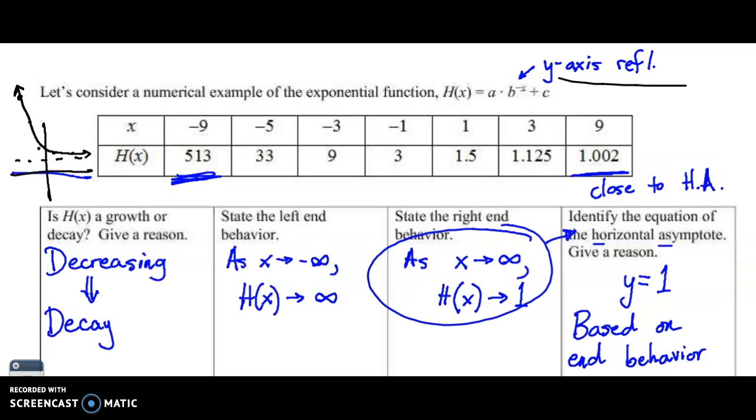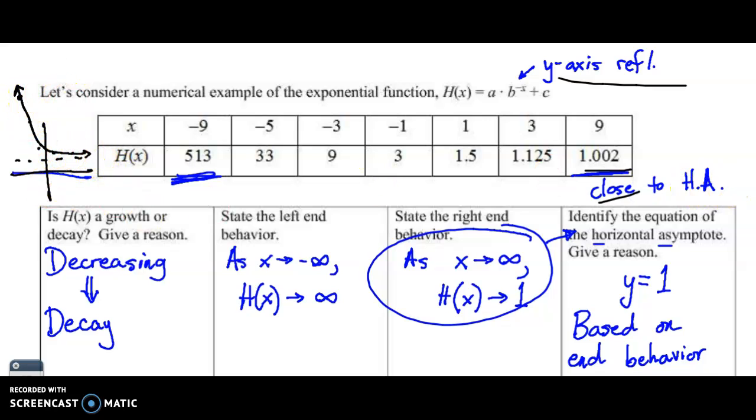Another way to explain this is if you were to plot the graph like I did over here. Remember, we read the range from the bottom to the top. So when's the first y value that we get hit? Well, it doesn't quite touch at y equals 1. That's why this value is close to the horizontal asymptote. It's always above that.